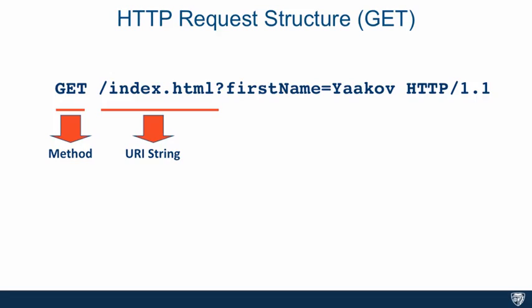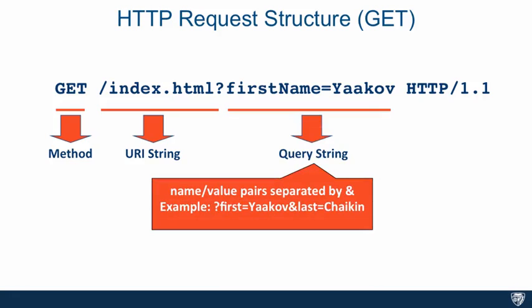Then follows the URI string. So this command has particular parameters you have to pass it. It starts with a GET, and then you pass it a URI string. And then you pass it a query string, which is not a requirement, but a lot of times you do see that. A query string is nothing more than a name-value pair separated by ampersand. For example, in the orange box, you could see that question mark, which starts the query string. And you see first equals Yaakov, ampersand, last equals Chaikin. So those are two name-value pair parameters.